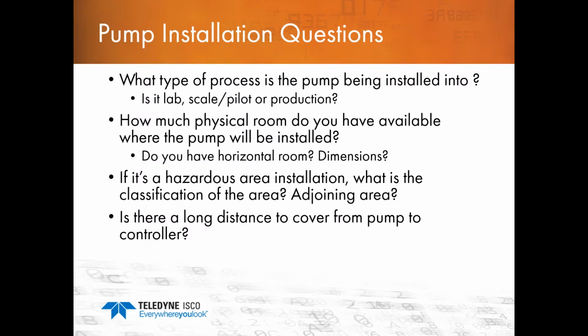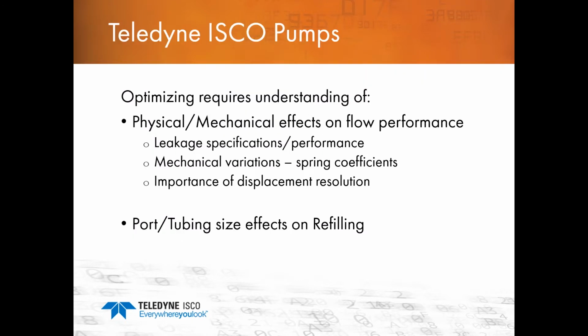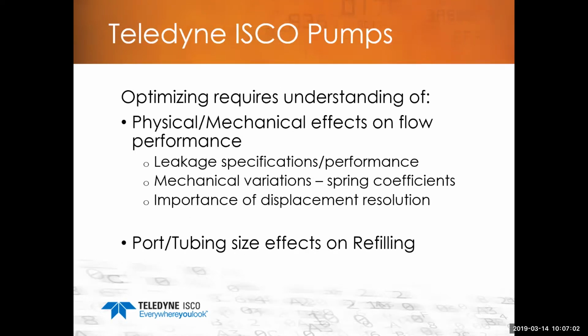Optimizing a pump also requires an understanding of what type of physical and mechanical effects have an impact on flow performance. There's mechanical variations, there's the importance of displacement resolution. Port and tubing sizes can affect refilling or even filling. If you have a viscous material, you're going to want a larger inlet area or a larger outlet area. So this is also optimizing part of the performance, right?